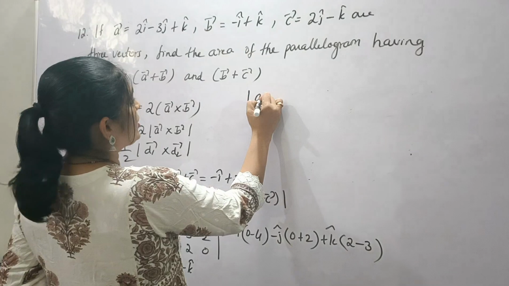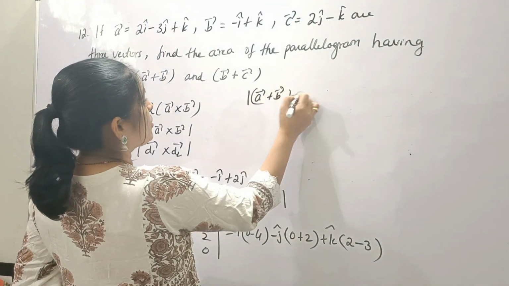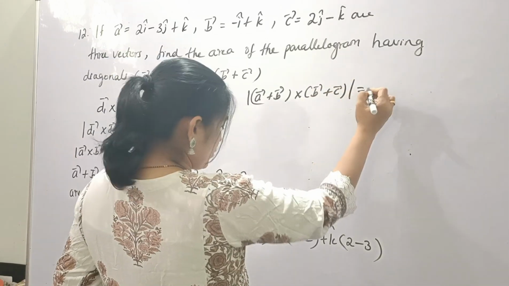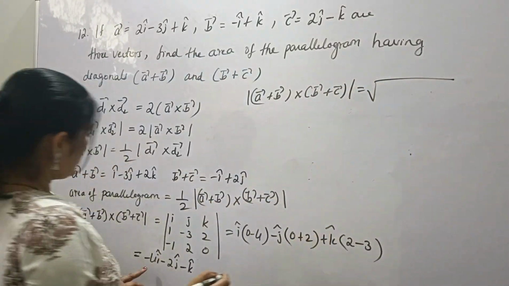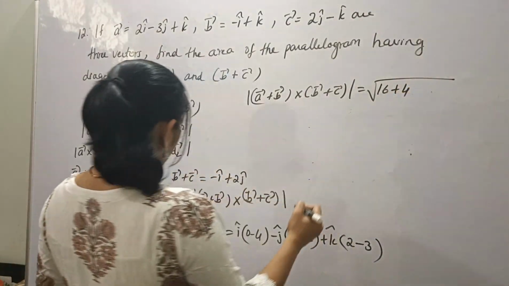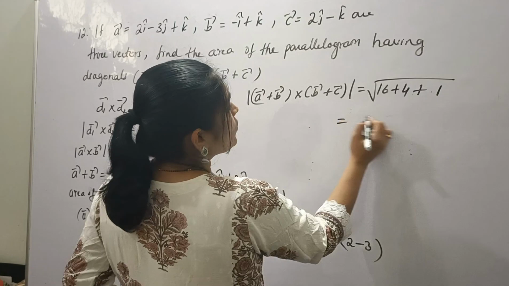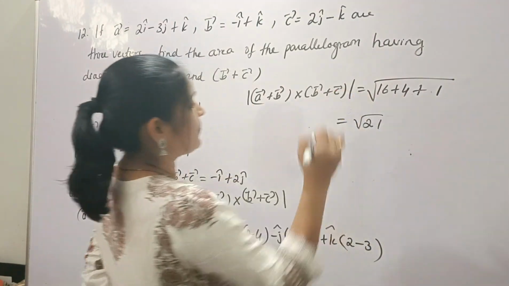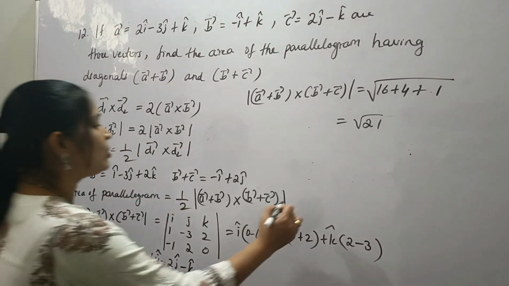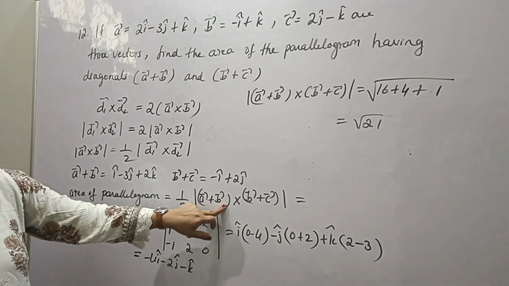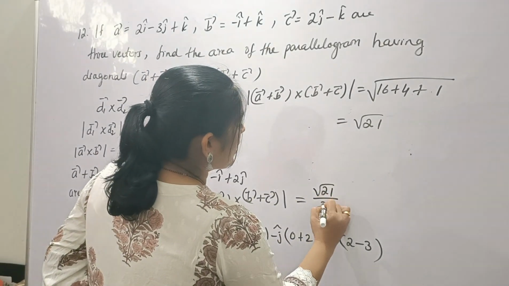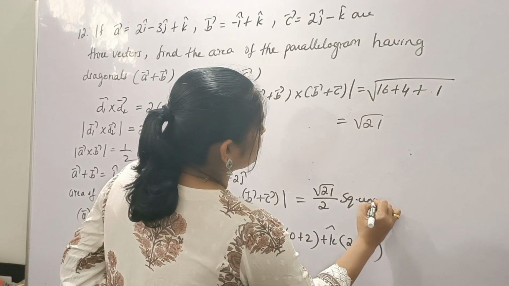Now find its modulus value. Modulus of vector A plus vector B cross vector B plus vector C is equal to the square root of (minus 4) squared, 16, plus 4 plus 1, that is equal to square root of 21. So the area of the parallelogram is 1 by 2 into modulus of vector A plus vector B cross vector B plus vector C, that is root 21 divided by 2 square units.